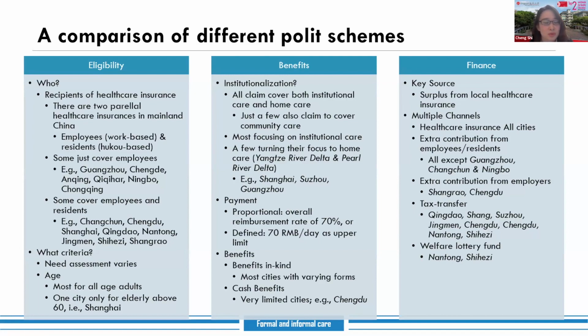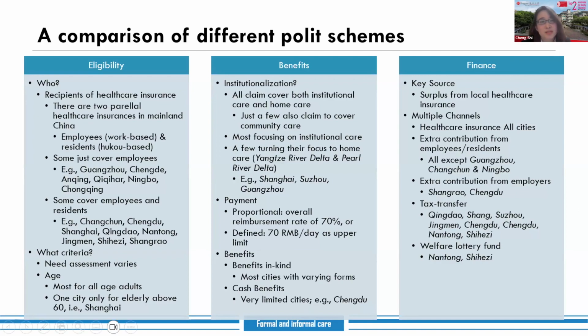Regarding the payment, normally there is a reimbursement rate for this long-term care cost. But some regions set a specific amount as an upper limit. For the benefits, normally they are benefits in kind, which means they provide long-term care services for these eligible recipients. But the scope of the service varies in different regions. Only one city so far specifies that they can provide cash benefits for community-based care, or cash benefits for the informal caregivers.